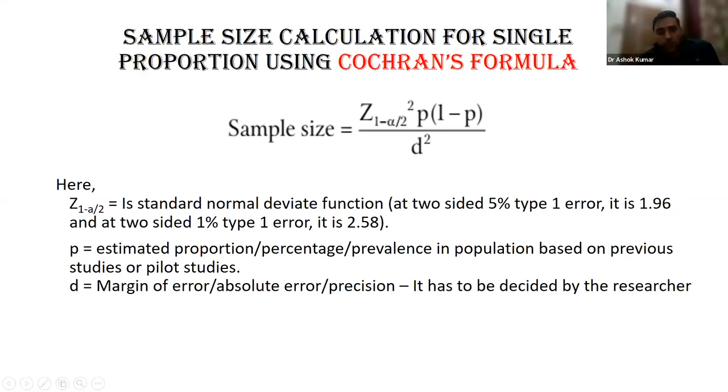And mostly you have to use this 5%. So it is 1.96. Z is 1.96 at 5%. Z 1 minus alpha by 2 is 1.96.